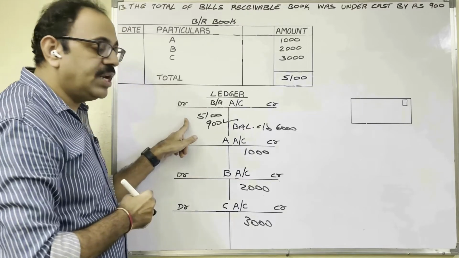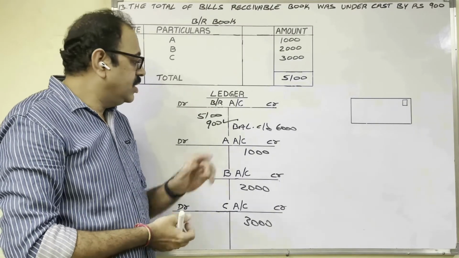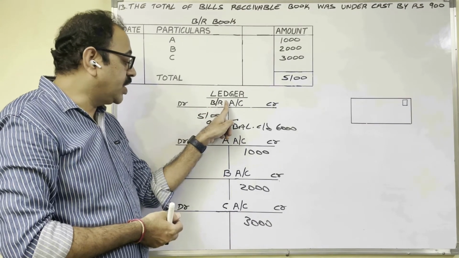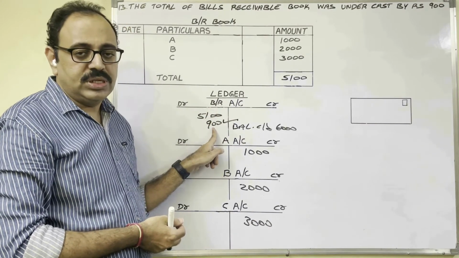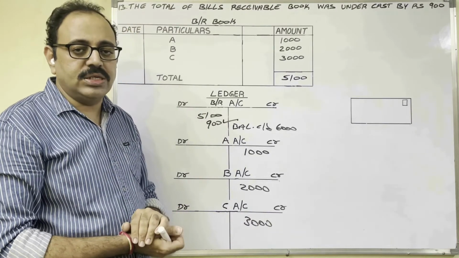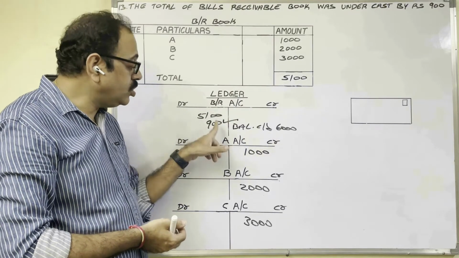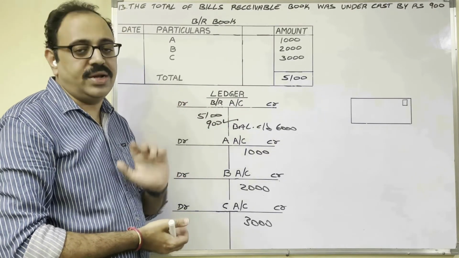If this error is rectified before preparing trial balance, write a sentence: debit bills receivables account with 900 rupees. If this error is rectified after preparing trial balance, write an entry: bills receivables account debtor to suspense account 900.